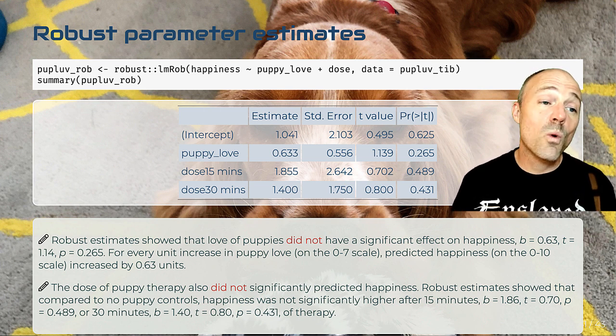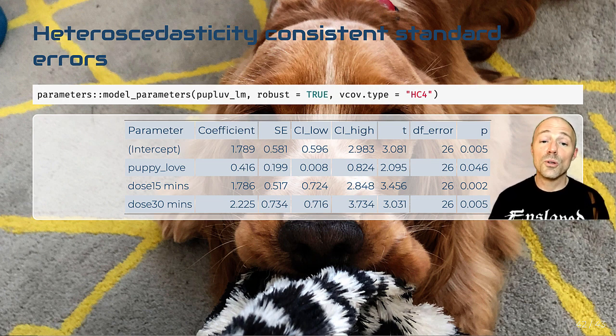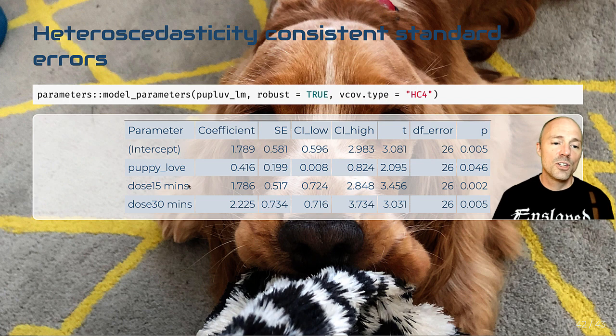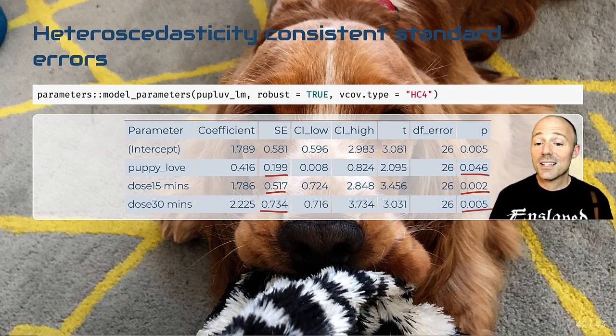Of course, this is one type of robust model. We can fit another type where we don't re-estimate the parameters, we leave the parameters alone, but we use a robust version of the standard error. These are known as heteroscedasticity consistent standard errors, and we've talked about them before. This is an example where we use what's known as an HC4 estimate of the standard error. Using these, the parameter estimates won't change because we're not doing anything with them. We're just using robust estimates of the standard error. So this will affect confidence intervals and significance tests. And using these, everything stays significant.